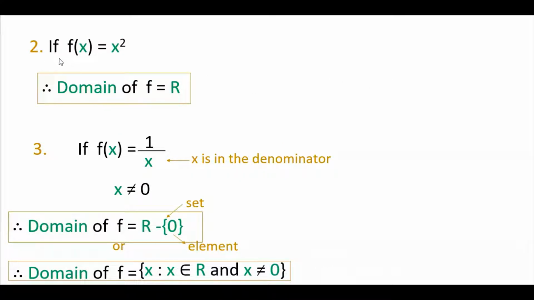This is the next example. If f of x is equal to x squared, so here also you can apply any value of x, that is, any real number you can apply here. Therefore, the domain of f is equal to R.